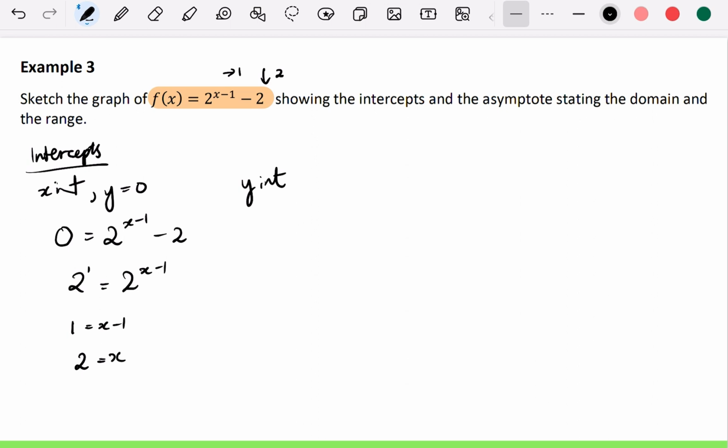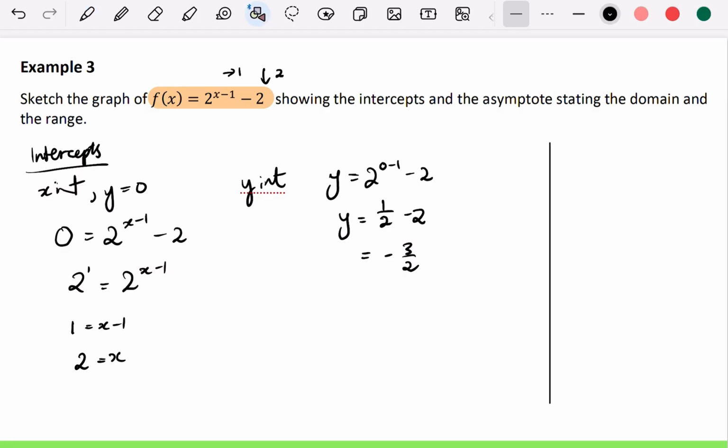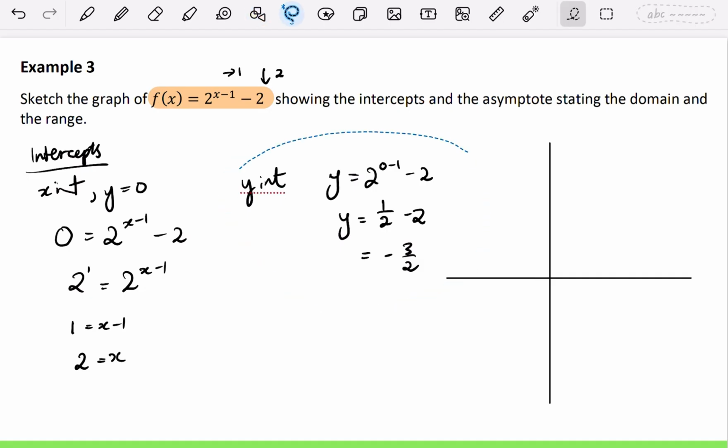For the y-intercept, we'll make x equal to 0. So that will just be y is equal to 2 to the power of 0 minus 1, minus 2. So that's just 2 to the power of -1, which is actually a half, and then 2 minus a half will be -3 on 2. So that will be my y-intercept. Okay, so I'm going to go ahead and sketch my graph now. It's a little bit tight, might make myself a bit more space.